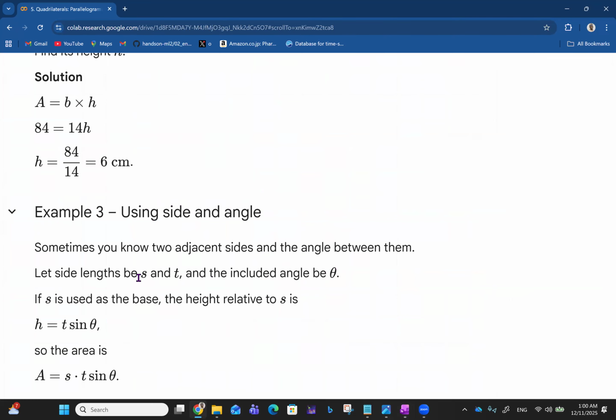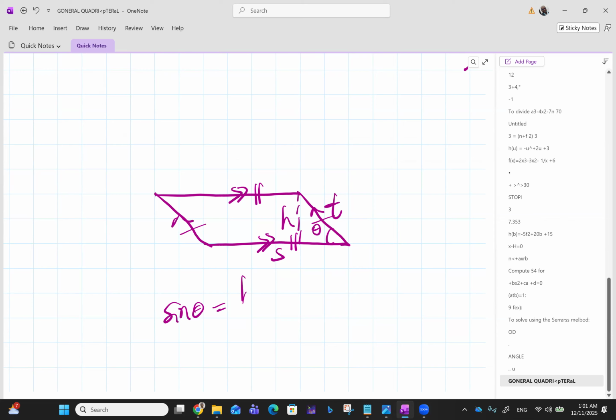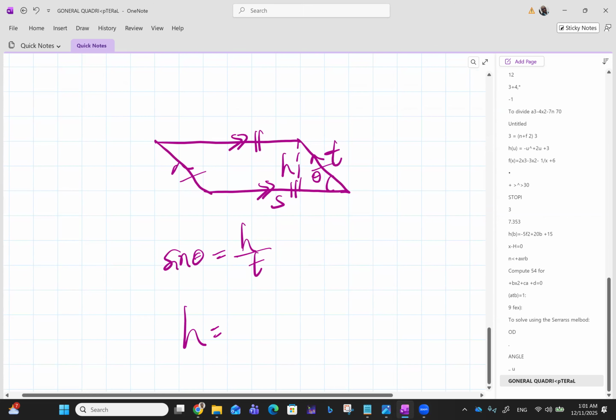Let the side lengths be S and T, and the included angle be theta. So you have S here, and this is T, and there's an angle of theta between both of them. So we have S as the base, this is T, and there's an angle theta here. With this, we have this projection that this is now H. So using H and T, H is opposite. We can say that sine theta is equal to opposite, that's H, over hypotenuse, which is T. So H, which you're looking for, is actually T sine theta. So H now gives us the height.